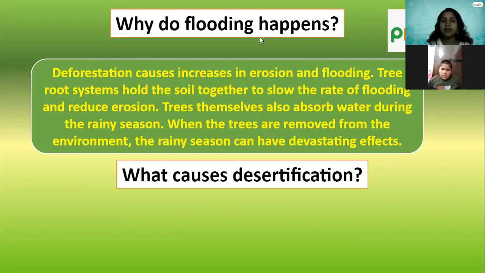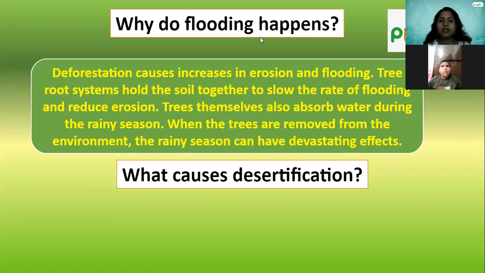Trees themselves also absorb water during the rainy season. Yes or no? As we know, trees also need water. So in the rainy season, the trees can absorb the water through the roots. So when the trees are removed from the environment, what happens in the rainy season? Who will absorb that water? So there are many reasons because of deforestation.